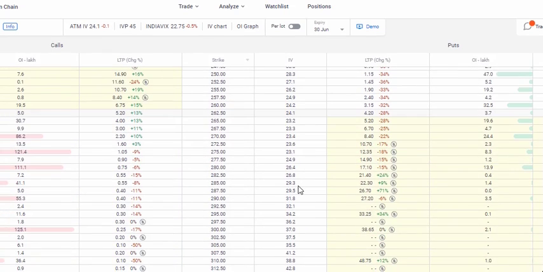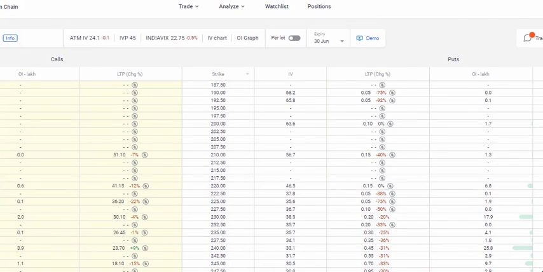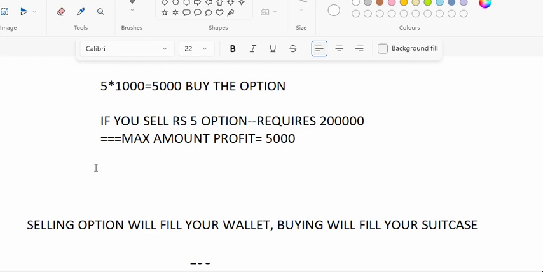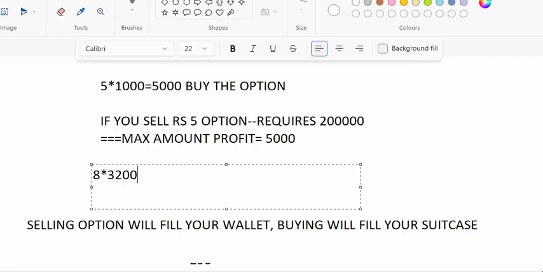8 times, let me see, the lot size is 3,200. I think I'm correct. Yeah, 3,200. Let's say if it is 8 rupees and it's 3,200, this is going to be your profit, but you have to wait for that period, right? It's like 25,600 rupees. That's your profit after investing.